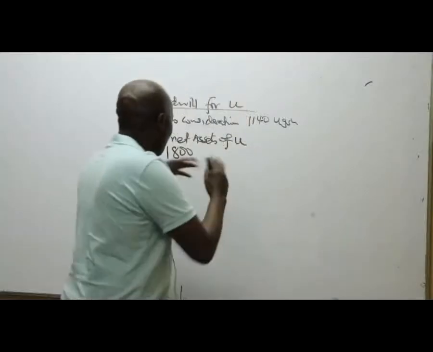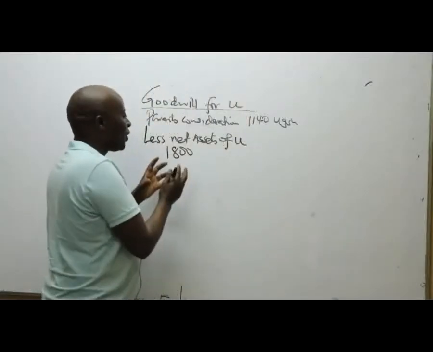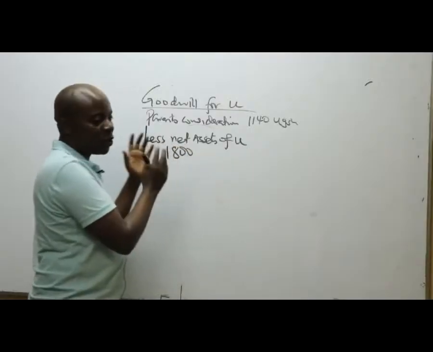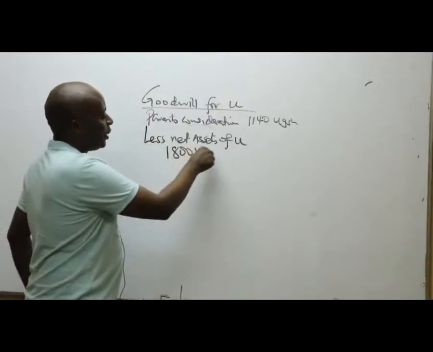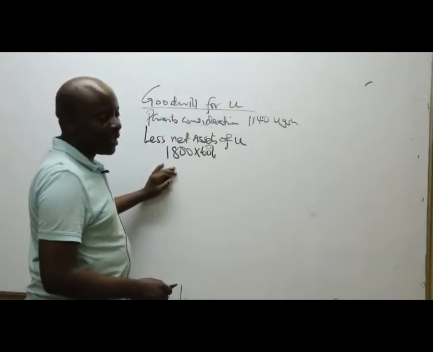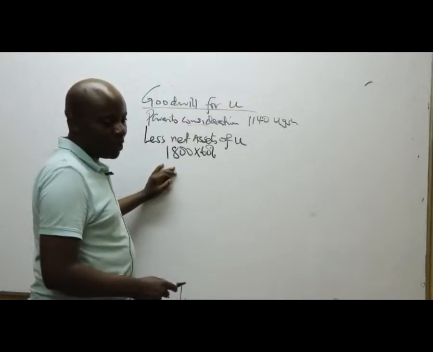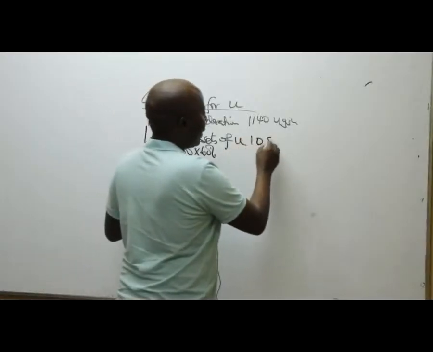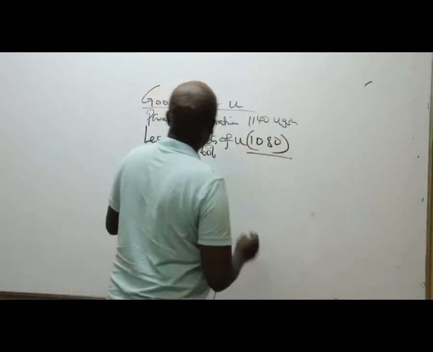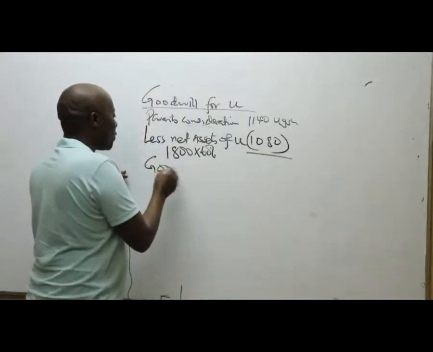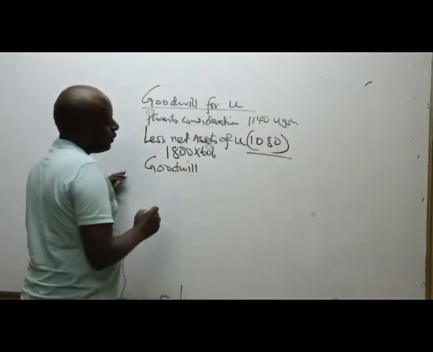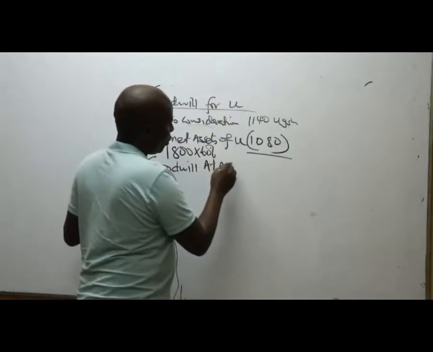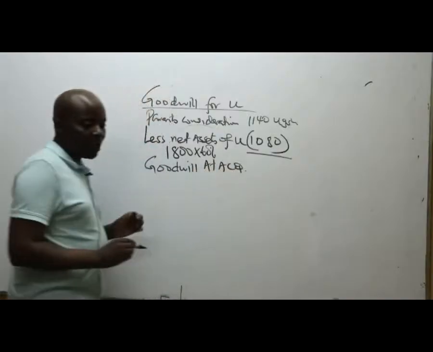So if it's partiality, then I can only recognize the percentage of the parent here. So multiply this with 60%. 1800 times 0.6 gives me 1080. Thank you very much. So please subtract there for you to be able to give us the goodwill at acquisition.